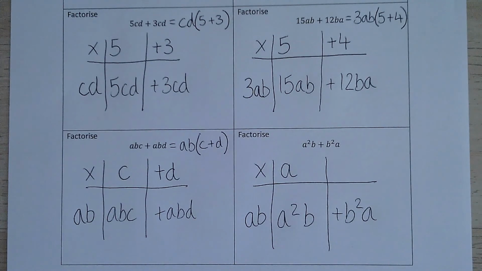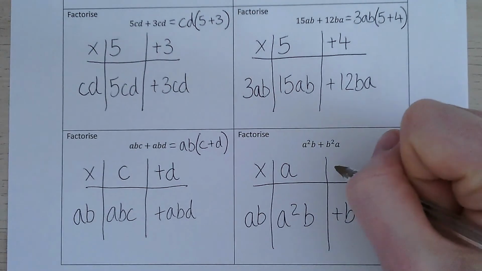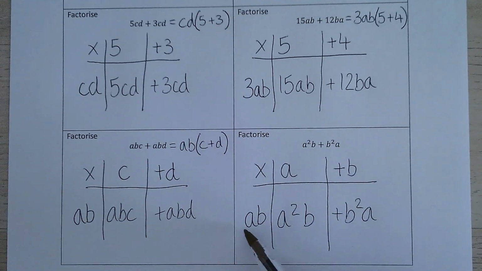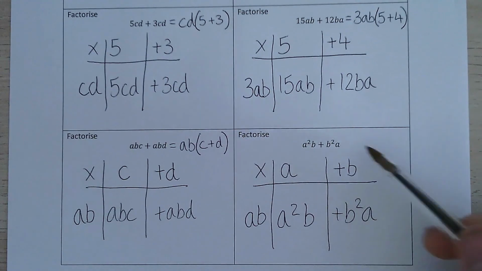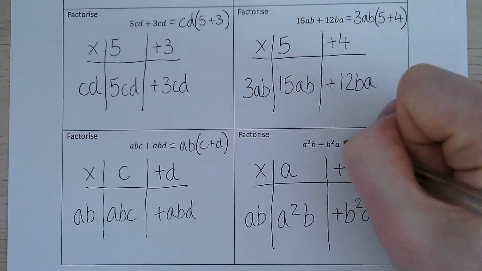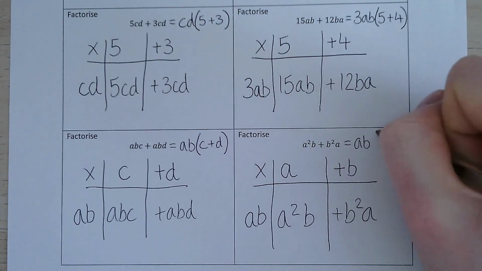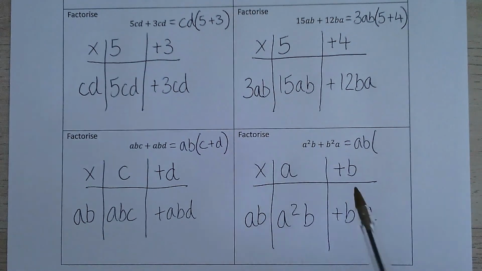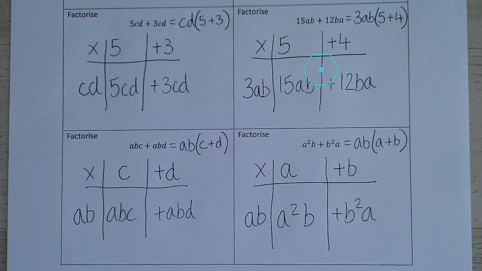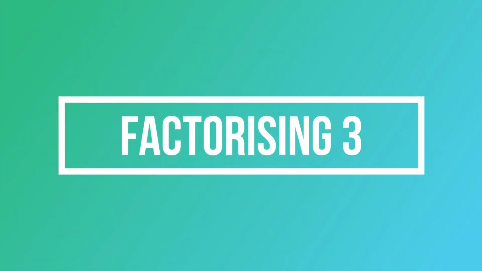On to the next term. Positive B squared divided by B will be positive B, and A divided by A will cancel each other out, leaving us with just positive B. So overall, our answer for this question is AB, and then in brackets, A plus B. And that concludes today's lesson on factorising.